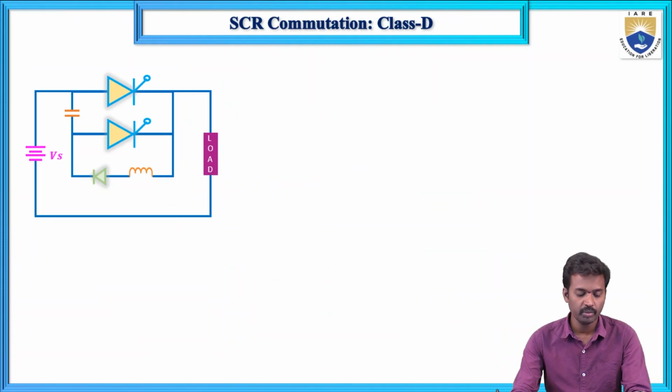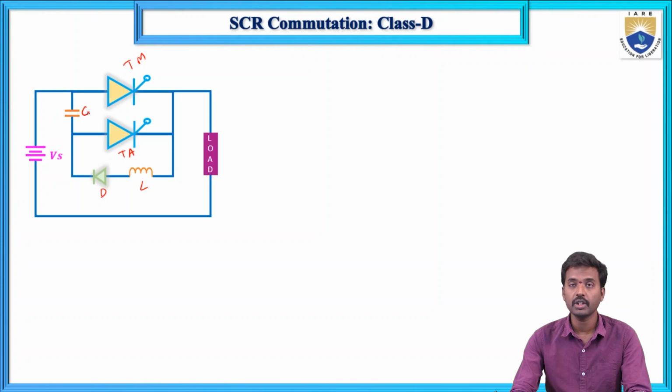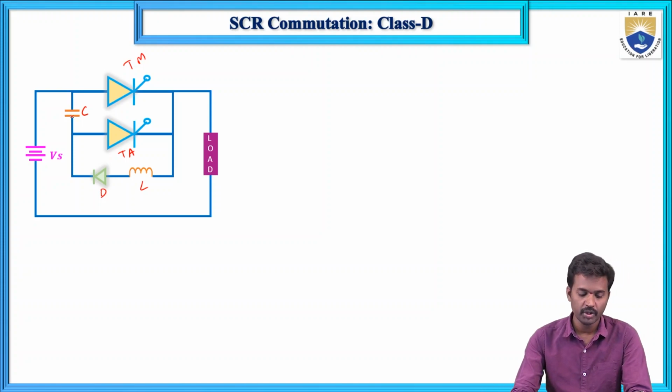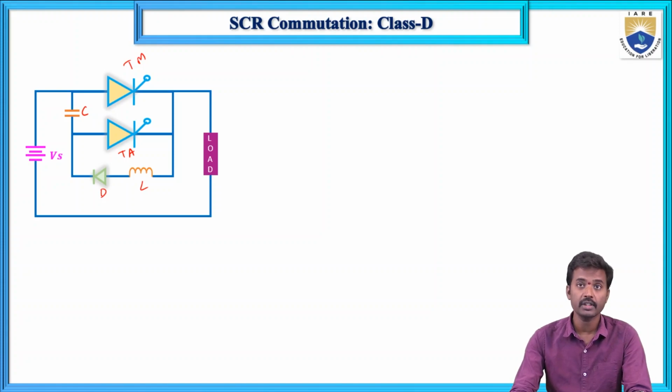Next, class D commutation. In class D commutation the components are TM the main thyristor, this is TA, this is L, this is a diode, this is a capacitor. So this commutation is also known as parallel capacitor commutation. Now this is the supply voltage. Another name is auxiliary commutation or voltage commutation.